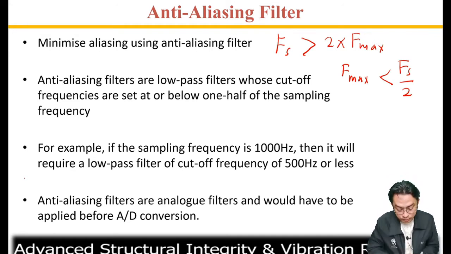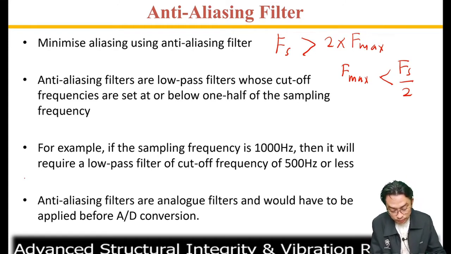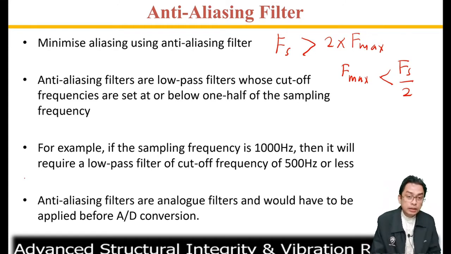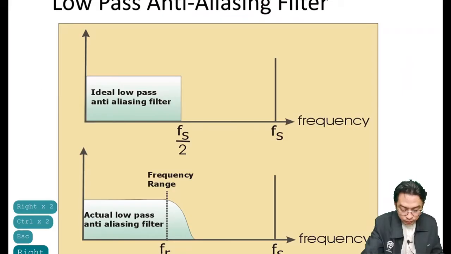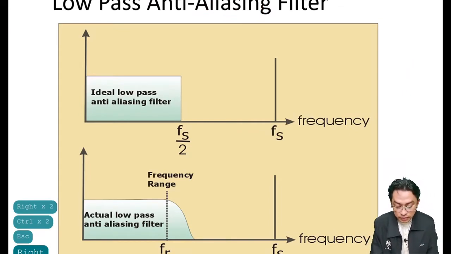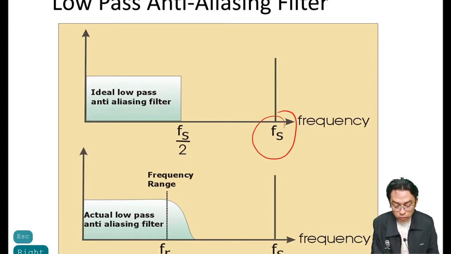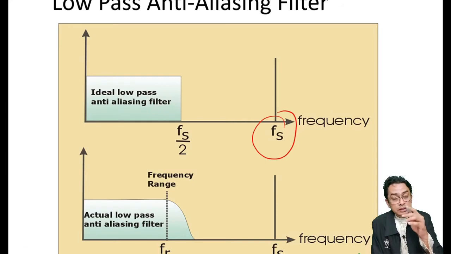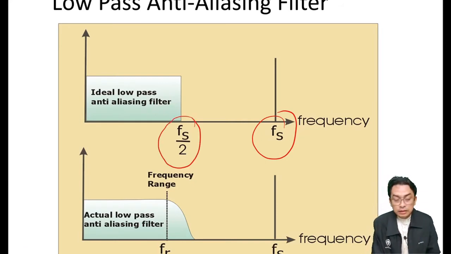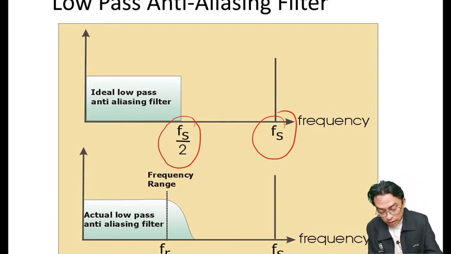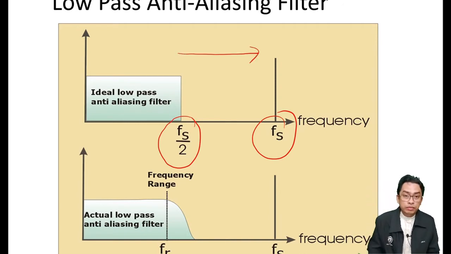So it is important to cut this frequency before we allow the analog to digital converter to function. This is the representation of the anti-aliasing low pass filter. Say we have a sampling frequency here, so we must make sure that the signal is less than half of the sampling frequency. Above that we need to filter.